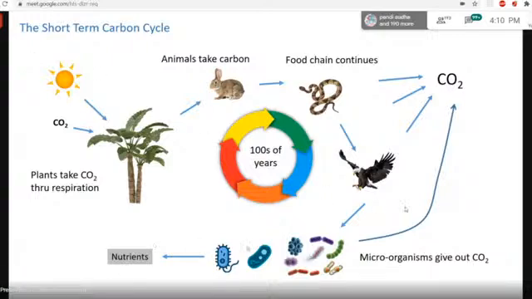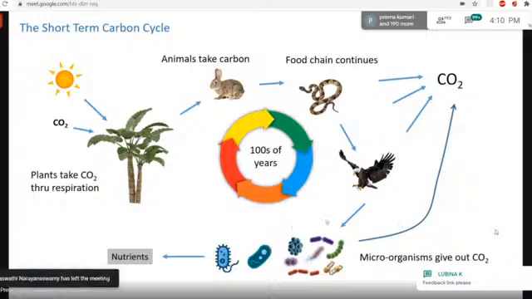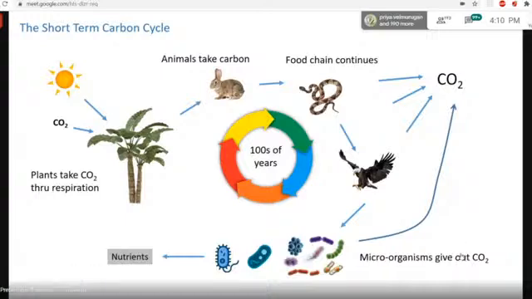So these microorganisms are the recycling unit of our earth. So don't kill them. We have to kill them, right? Coronavirus is a microorganism. Okay, now the nutrients are again going into the plant and the cycle continues. This is a short-term carbon cycle. This cycle is very good, very productive. It gives life. It moves the carbon atom.